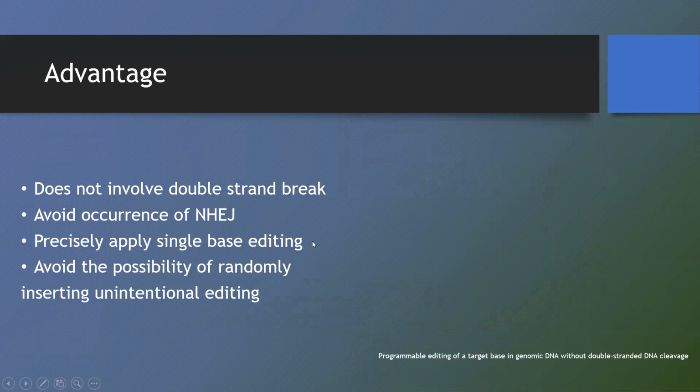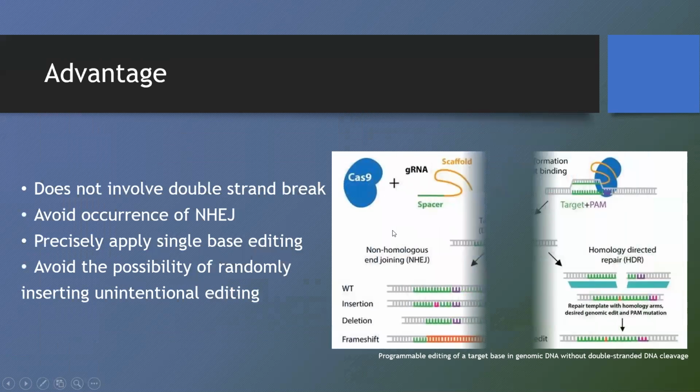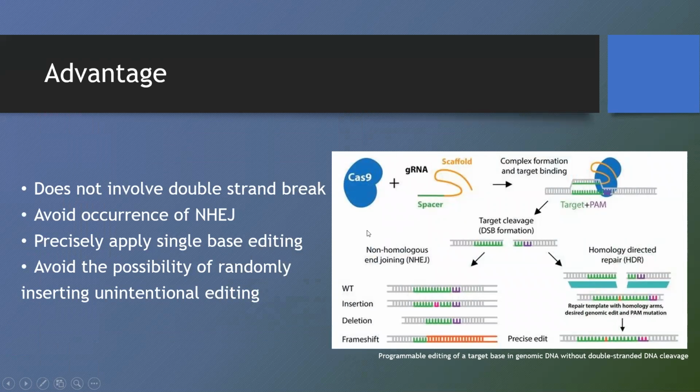Again, by comparison, there are lots of advantages. First thing is that it does not involve double strand breaks, so it avoids the possibility of non-homologous end joining. The pathway sometimes leads to loss of nucleotides or even incompatible overhangs. Second thing is, like the illustration, insertion, deletion, and frameshift won't happen with CBE. Therefore, it avoids the possibility of randomly inserting unintentional editing.